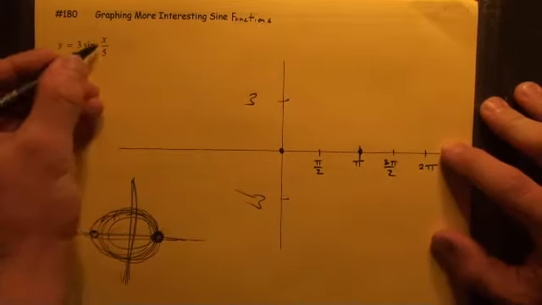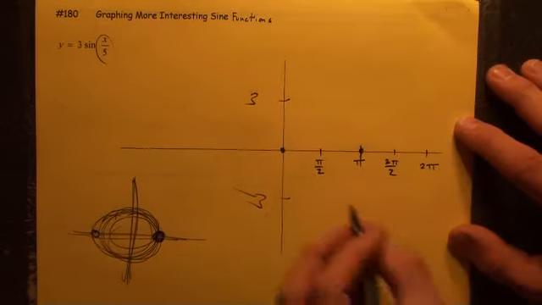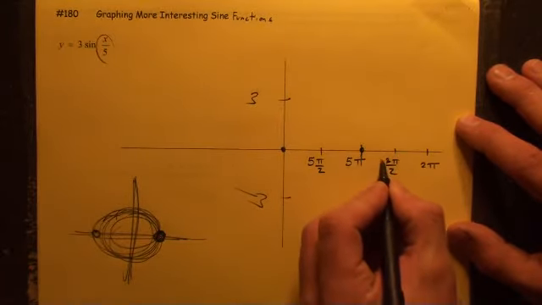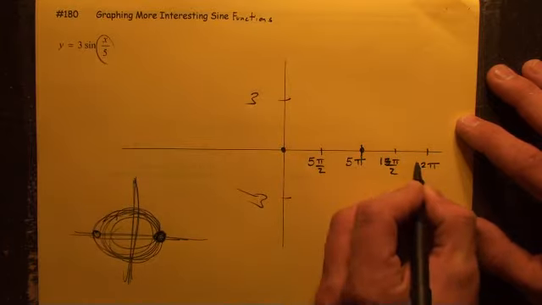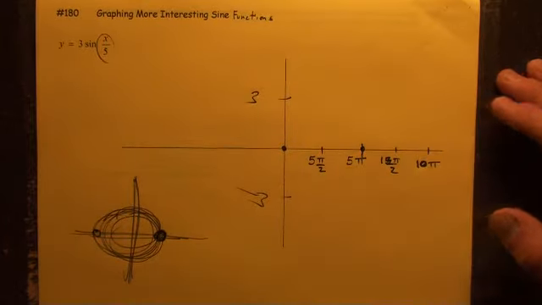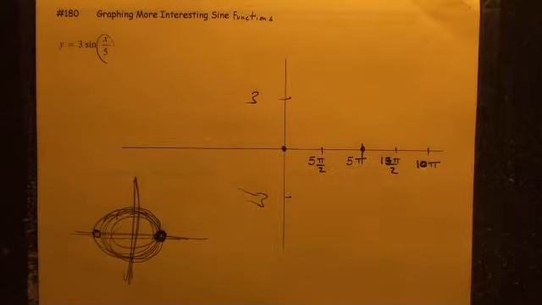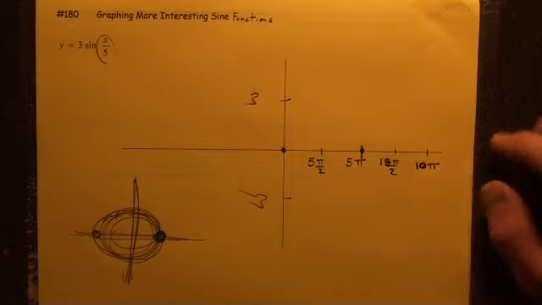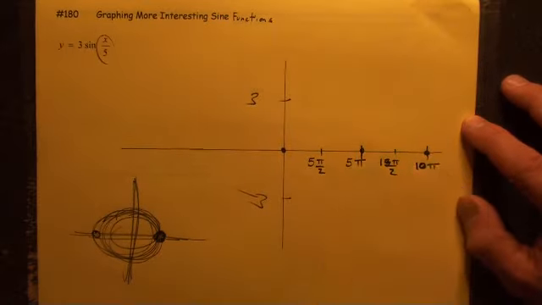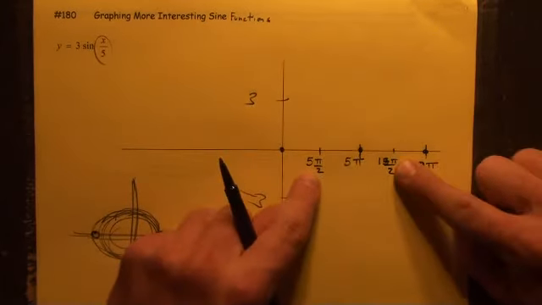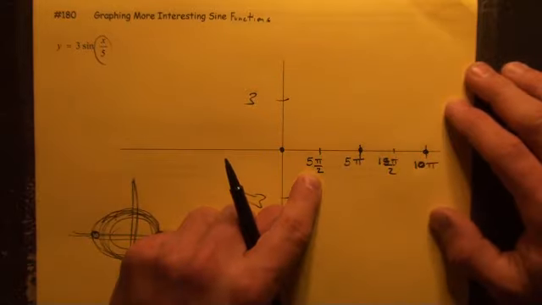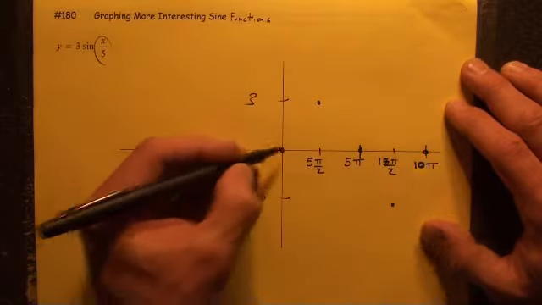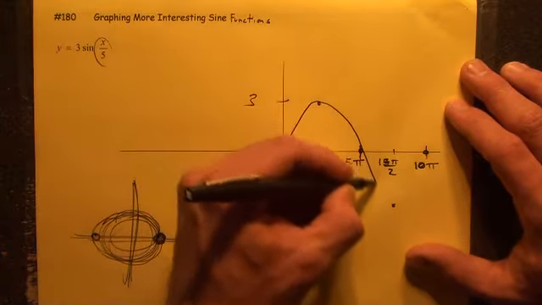However, we are not going to be plugging in those numbers, are we? We're going to have to multiply everything by 5. So this would actually be 5 pi over 2, 5 pi, 15 pi over 2, and 10 pi. Okay, so that's what we're looking at. At 360, we're back at 0 again. And what's happening at our 90s and our 270s? At 90, we are up here. 270, down here. So we'd end up with our sine function.